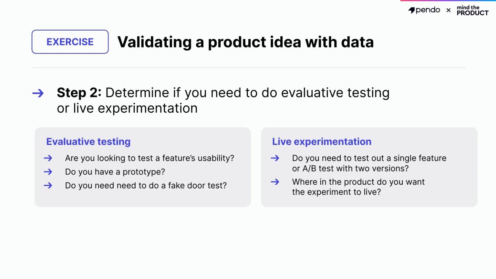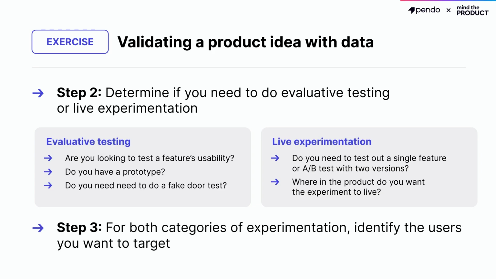For both categories of experimentation, once you've chosen how you'll validate, you'll need to identify who you'll validate with. Identify the users you want to target, which will depend on the problem you're trying to solve and the solutions you're deciding between. Remember, the benefit of this type of experimentation is being able to test things on a smaller subset of your user base before rolling it out more widely.